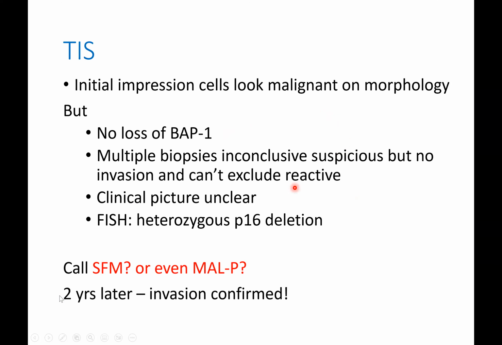So the initial impression is they look malignant, but interesting in this case, there was no loss of BAP1, multiple biopsies were inconclusive, the clinical picture was unclear, and at a later date, P16 FISH was done and it showed a heterozygous but not homozygous deletion. So it's difficult to know how far to go with this one. I think at least we could have gone suspicious for malignancy, probably based on the horrible morphology. Malignant would also have been appropriate, and indeed 2 years later invasive mesothelioma was confirmed.